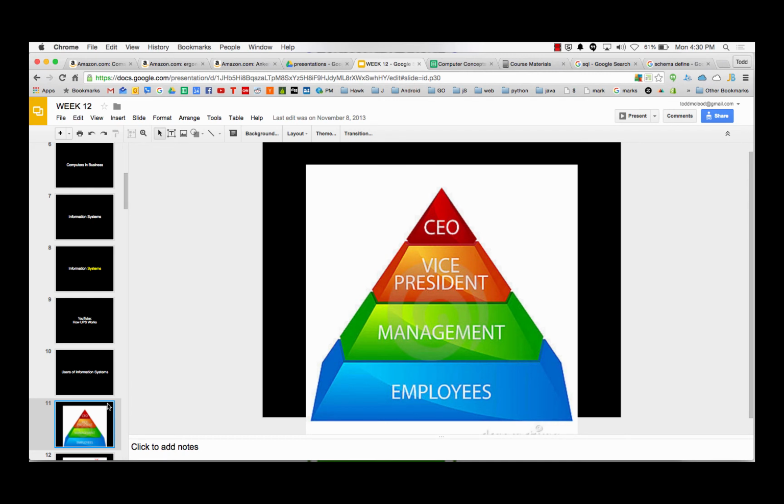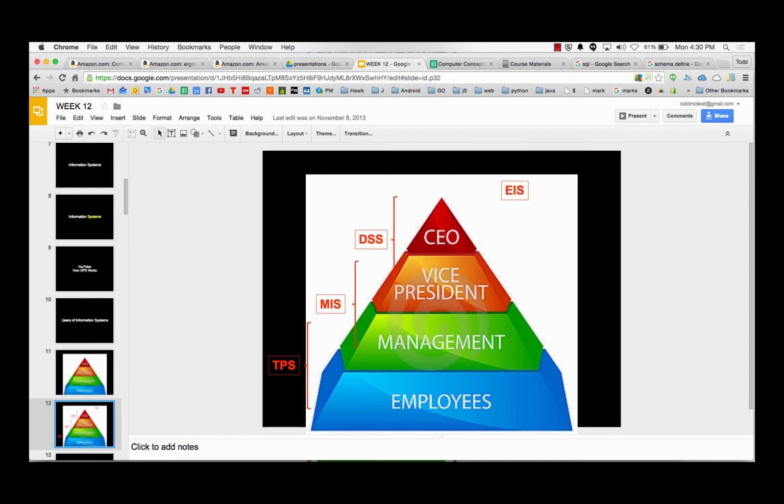But depending upon what level you are in that organization, you're going to have different information needs. And so they have different systems out there, and these are the buzzwords in business that you would learn about, but those different systems apply to different levels. Like TPS is Transaction Processing System, right?